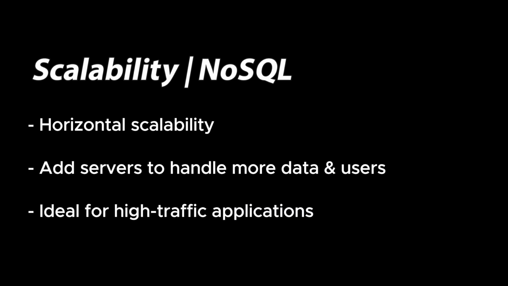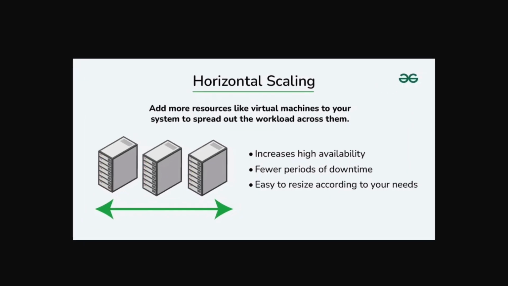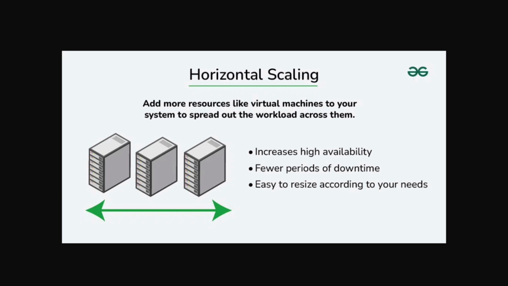NoSQL databases are designed for horizontal scalability. This can handle lots of data and users by adding more servers, which spreads out the workload across multiple machines. This makes them great for big applications that need to handle a ton of traffic. Here's an image of how a NoSQL database scales horizontally. You can see how it has multiple servers, and this is to keep the system fast and flexible as it grows, and has no limits like vertical scaling.